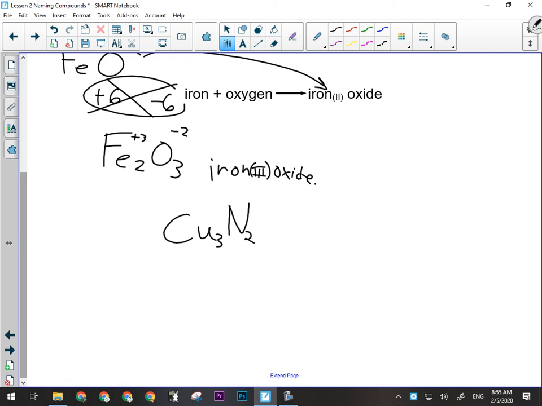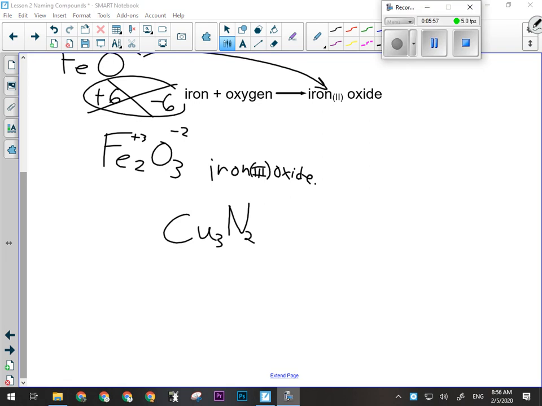Okay, I'll give you a minute on that and then I'll walk you through how I would do it. Okay, so here's how I would walk through this. First thing I would do is name this like it's any other ionic compound. I'm going to write the name of the nonmetal, the name of the metal, then the name of the nonmetal, ending in -ide. Okay, that's how I'm going to start.